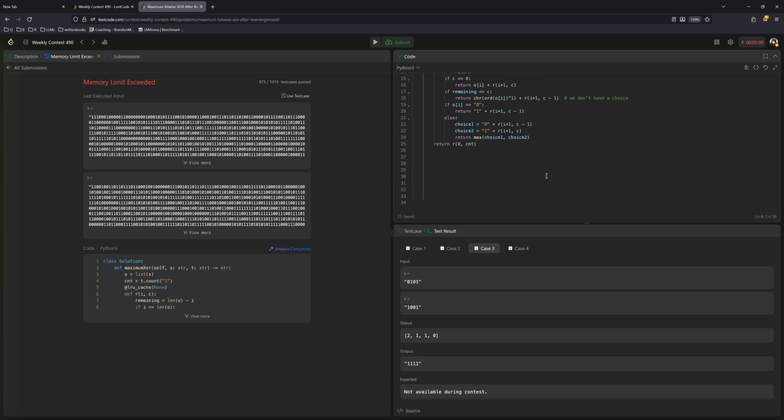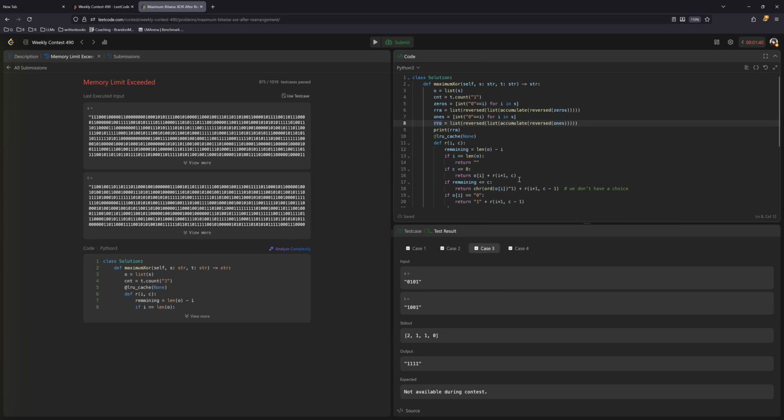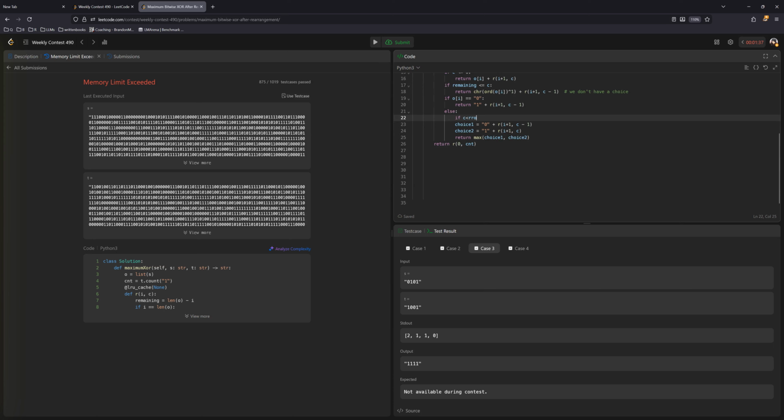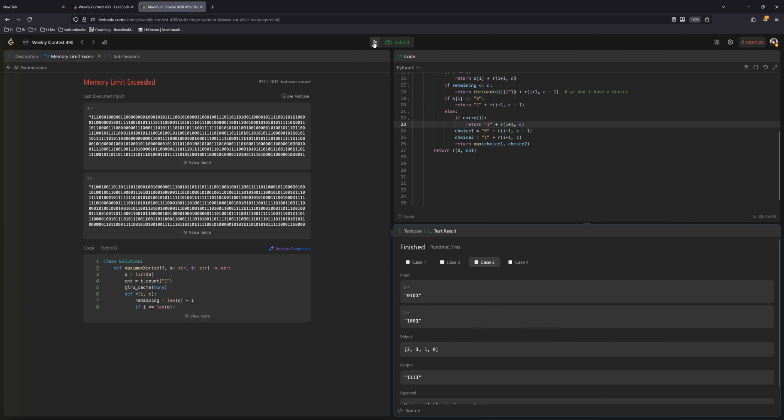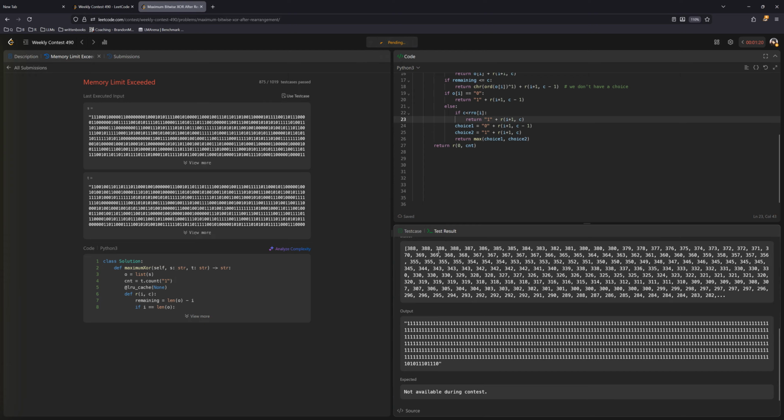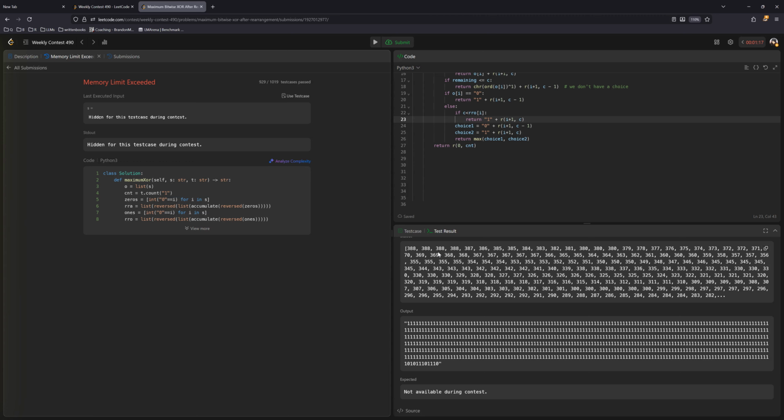Okay, so if we're at a 1, we want to know how many 1s there are left, right? So, if C is less than the remaining 1s of the position, well, I tried.